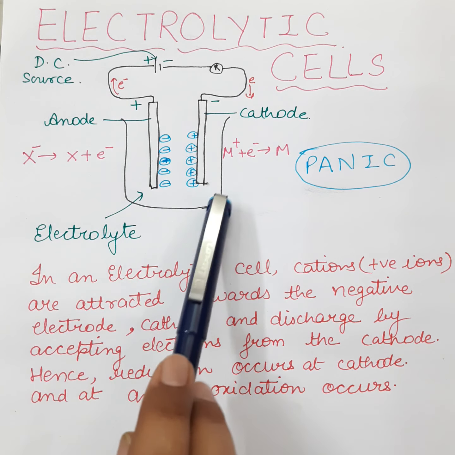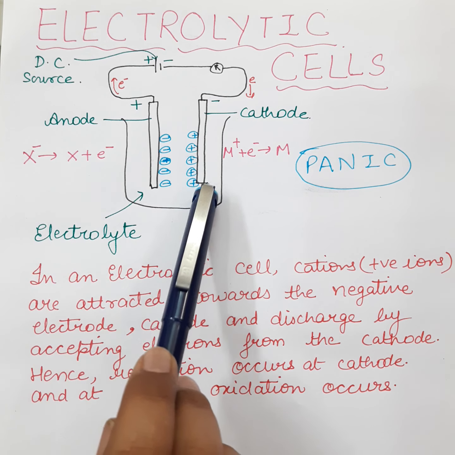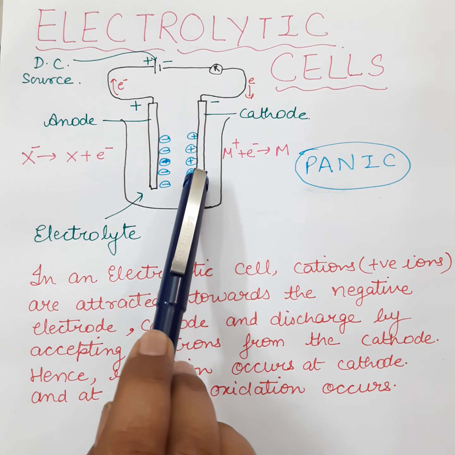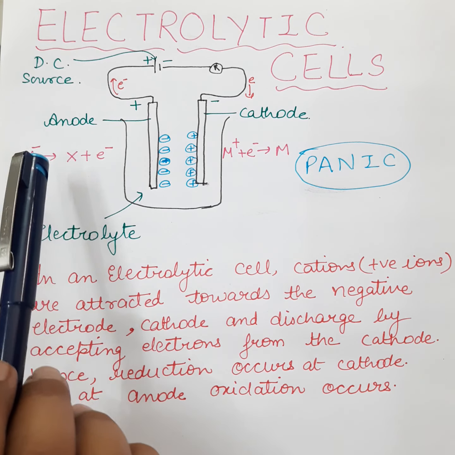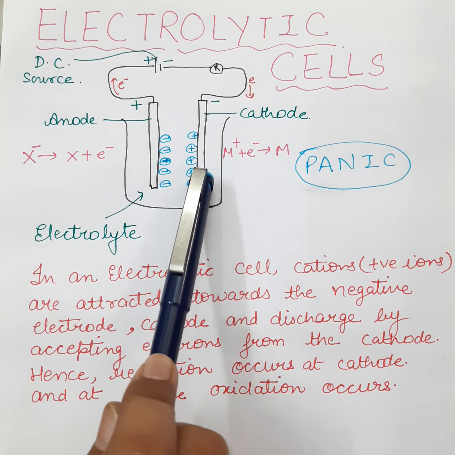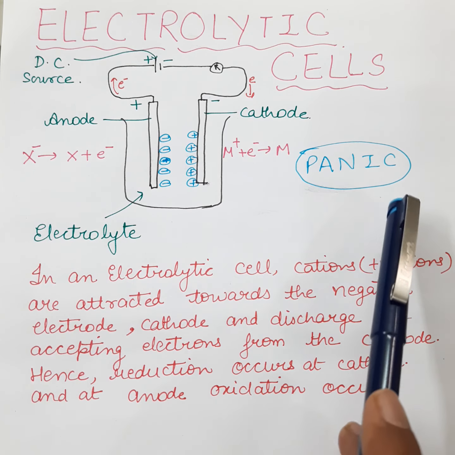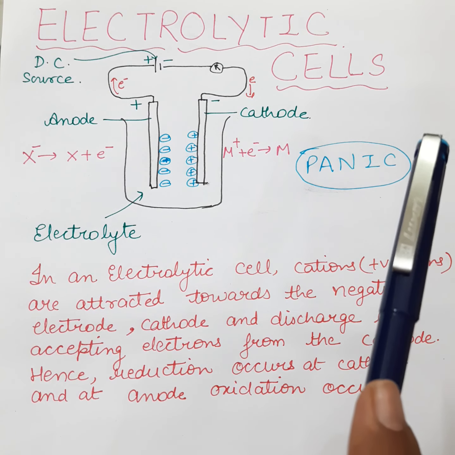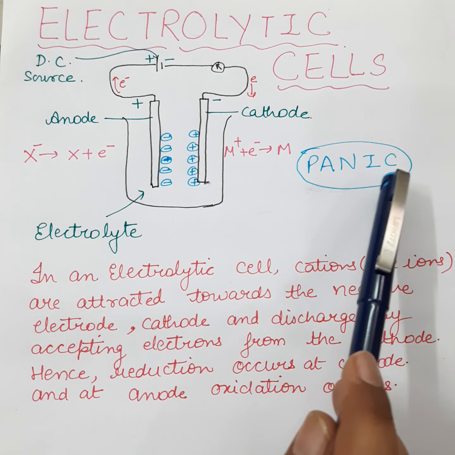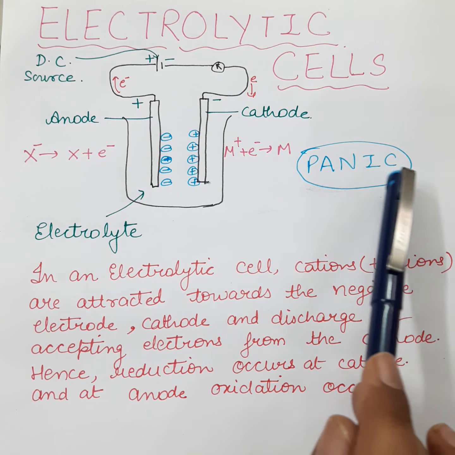Suppose the electrolyte NaCl is there. When it dissociates into its ions, the Cl minus ions go to the positive electrode and the sodium ions go to the negative electrode. That means we can say that at the anode oxidation occurs and at the cathode reduction occurs. For the electrolytic cell we can write a short form, known as PANIC. This is only for electrolytic cells, students. PANIC: positive is anode and negative is cathode. Don't forget this word.